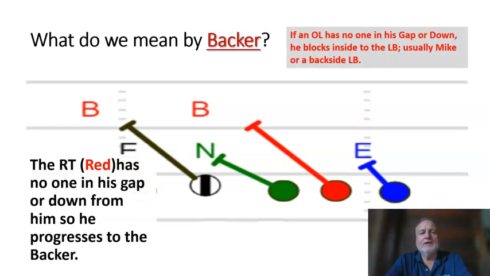And what do we mean by backer? If an offensive lineman has no one in his gap, no one down on the next man inside, he blocks to the inside to the linebacker, usually the Mike against a 3-3, 3-5, 5-3 defense, an odd defense, or the backside backer. If it's a 3-4, he'll go to the backside backer. Now, that's not to say if it's a 3-4 and you got a backer here, and he steps up on the track, you void him.